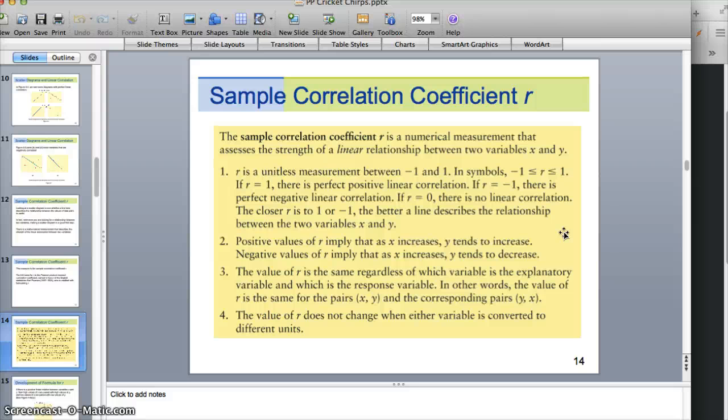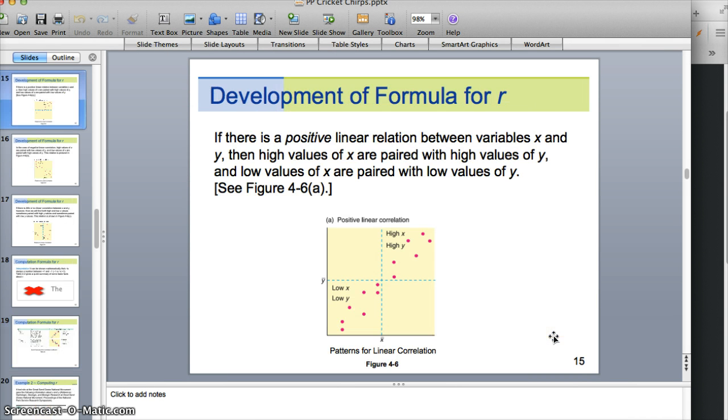The value of R is the same regardless of which variable is the explanatory variable and which is the response variable. In other words, the value of R is the same for the pairs x, y, and the corresponding pairs y, x. The value of R does not change when either variable is converted to different units. So the textbook goes into the development of the formula for R, and I included that here for your reference, but you're not responsible for actually calculating the R value. You can use software for this from now on.